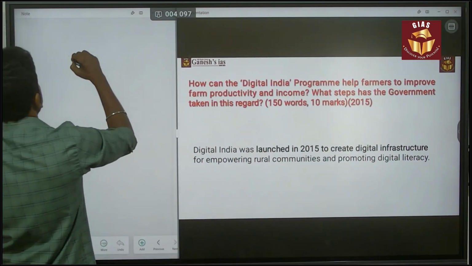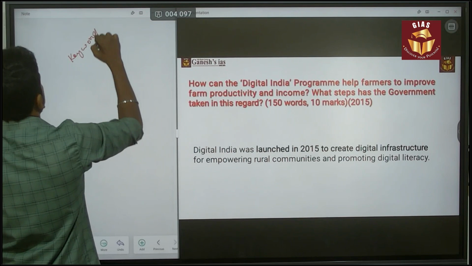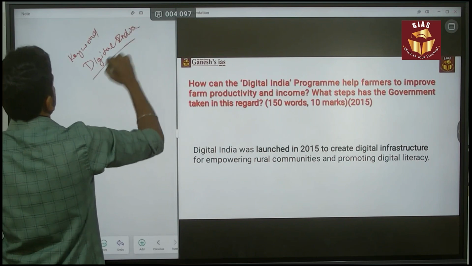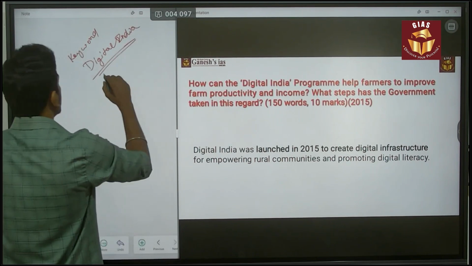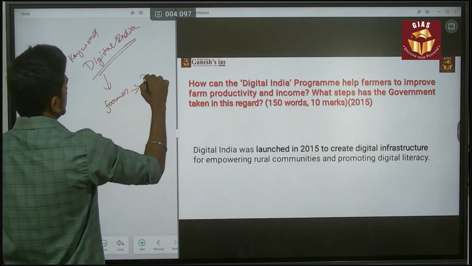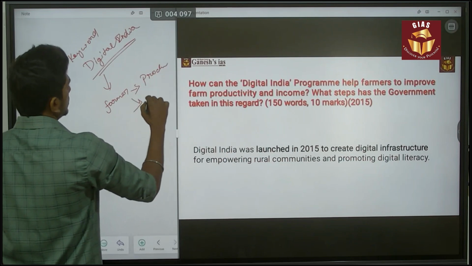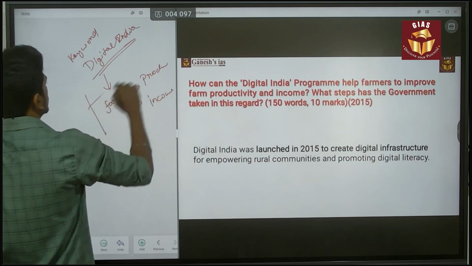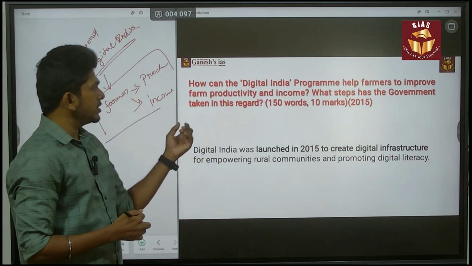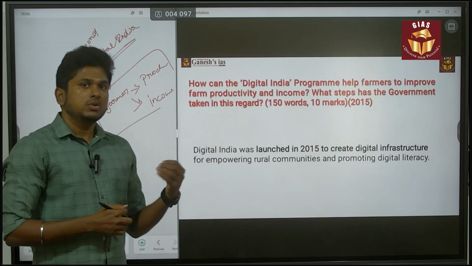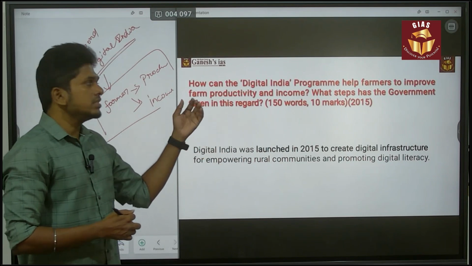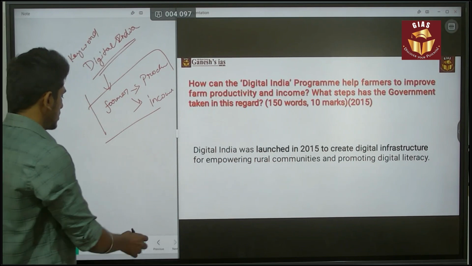So the first keyword is Digital India, and it is also specifically asking how Digital India is going to help the farmer to increase productivity and also their income. So these are the major things the question is asking, and also it is asking about steps taken by the government in this regard. What steps did the government take to overcome these issues related to productivity and income by using this Digital India program? Okay, so these are the questions asked.